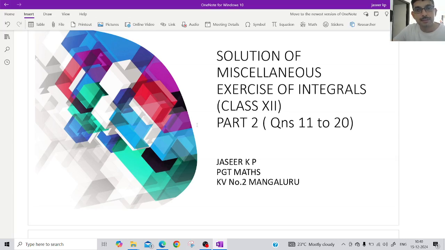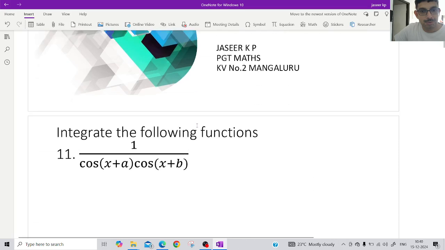Hello everyone. This is the second part of the solution of the miscellaneous exercise. In this part we'll be solving questions 11 to 20 of the miscellaneous exercise of the chapter Integrals. So let us start. Question number 11.